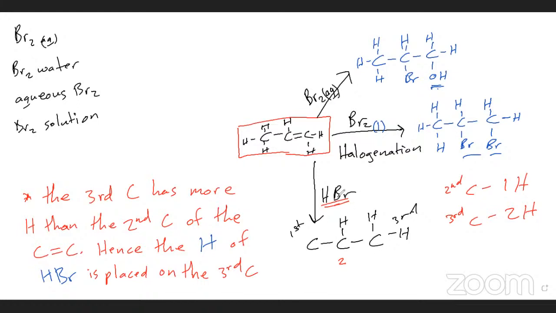So you put the hydrogen, and let me put it in red. Put it here, and put the bromine there. So we need HBr, Br2, Br2. All right, let's do water. Halogenation. These two are halogenation.